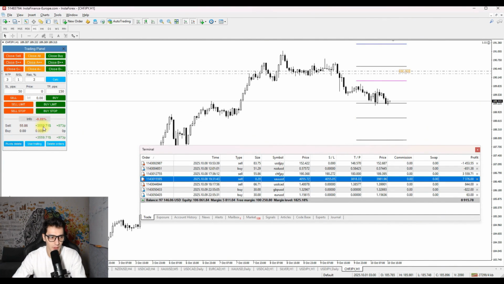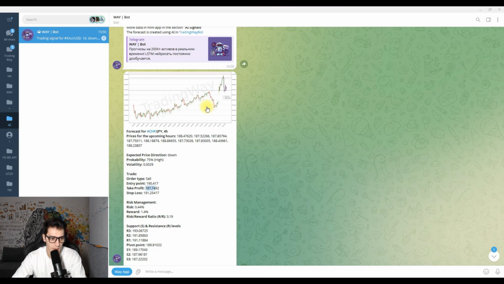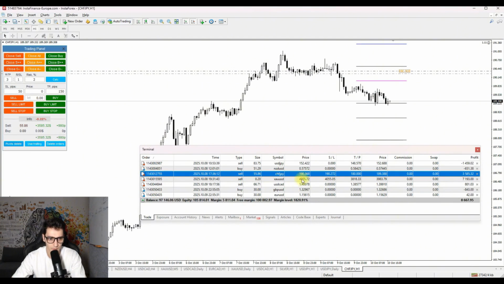It's bringing us $3,559. Our entry point is at 190.368. The stop loss is already set to break even for this trade. And if you look, this is how it looked for us. The entry point was 190.417. That's the price we entered at.